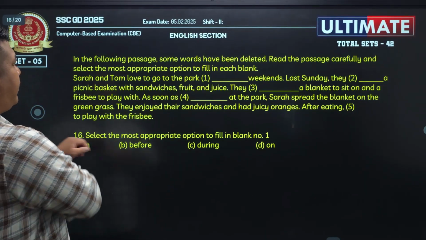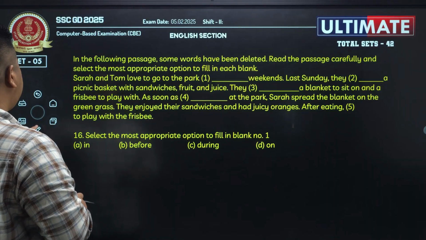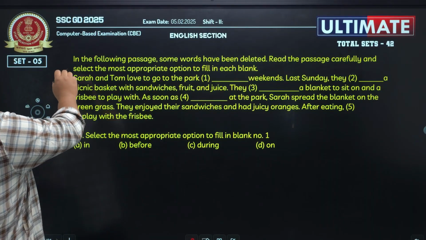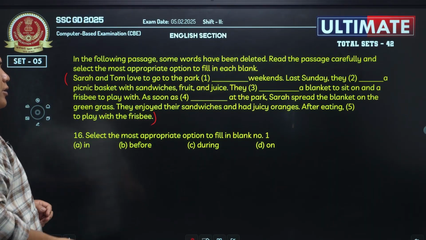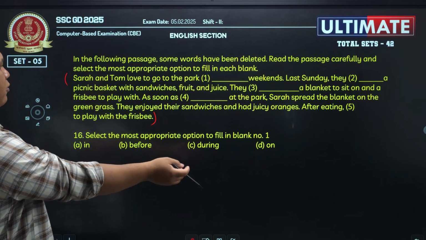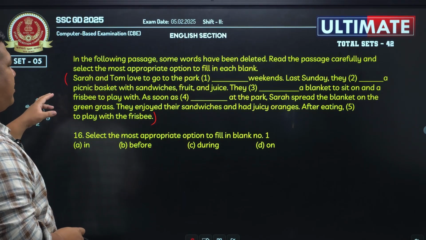Then we come to the comprehension. So as always, just read the passage from the beginning till the end very quickly, just to get an idea about what the passage is about.